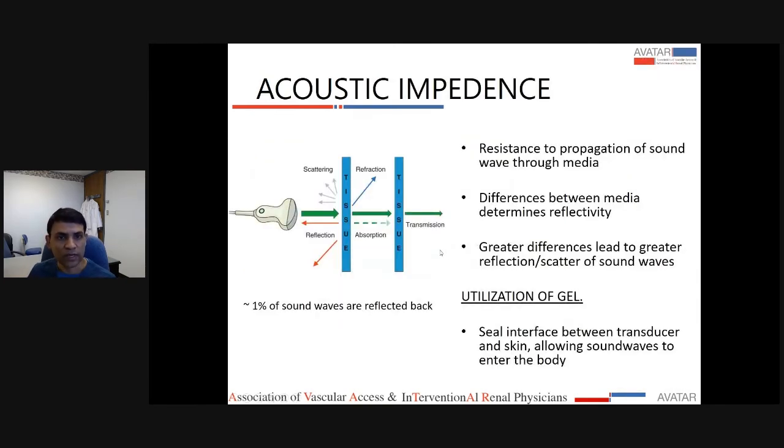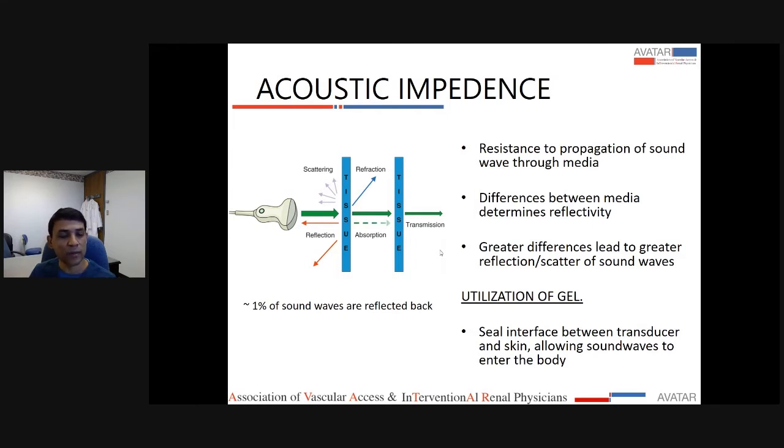Now let's talk about acoustic impedance. Acoustic impedance is the resistance to propagation of sound through a media. So whenever ultrasound waves propagate through a media, there is resistance to the propagation of this ultrasound wave, as a result of which the wave is reflected back, or it is scattered. If it is scattered, then none of the signal ever comes back to the probe.